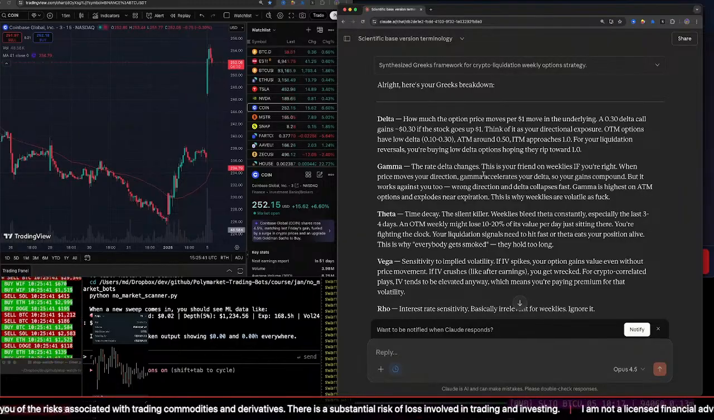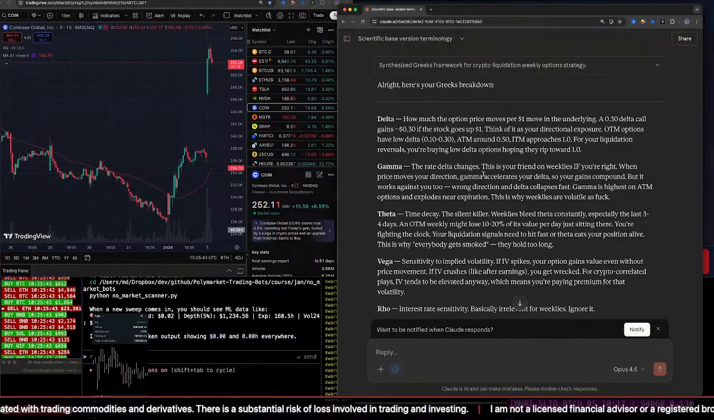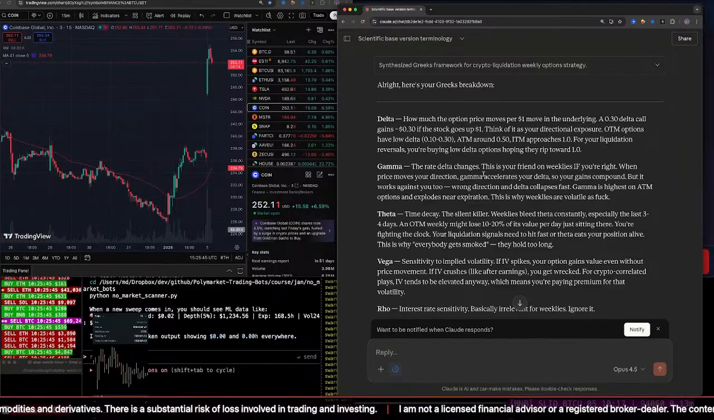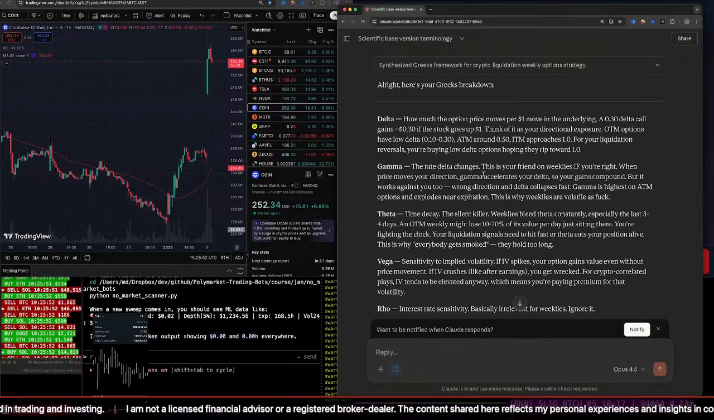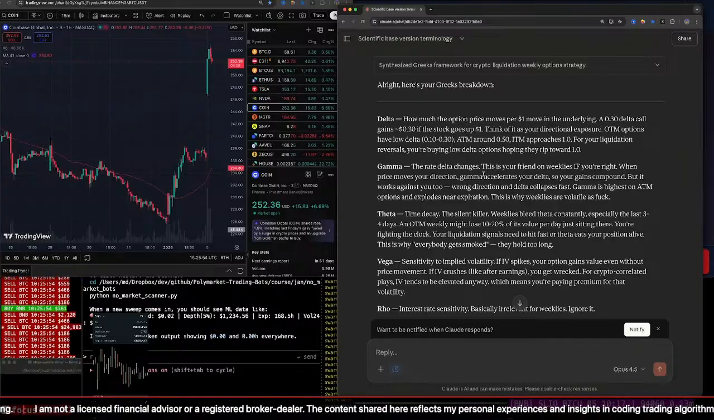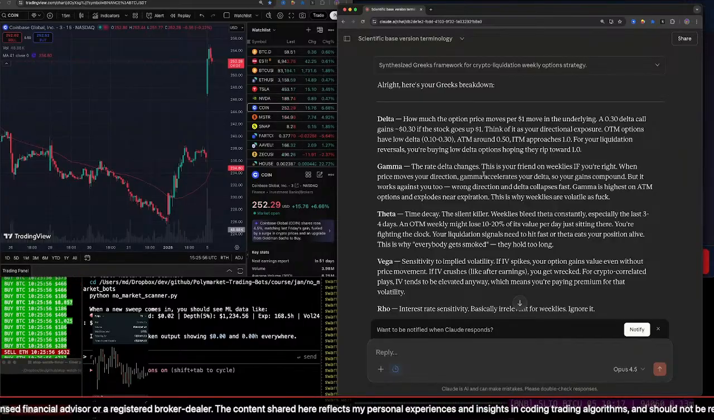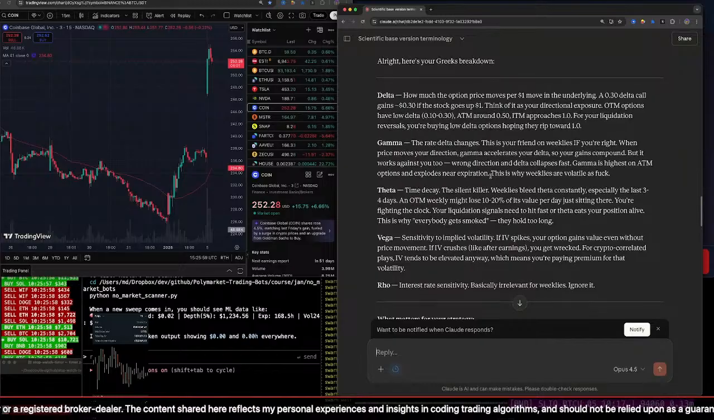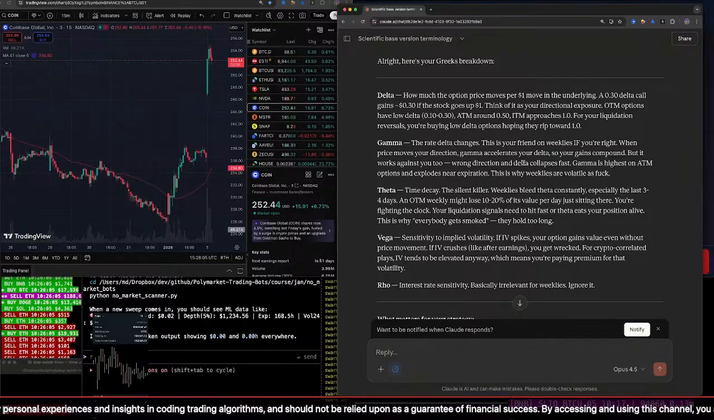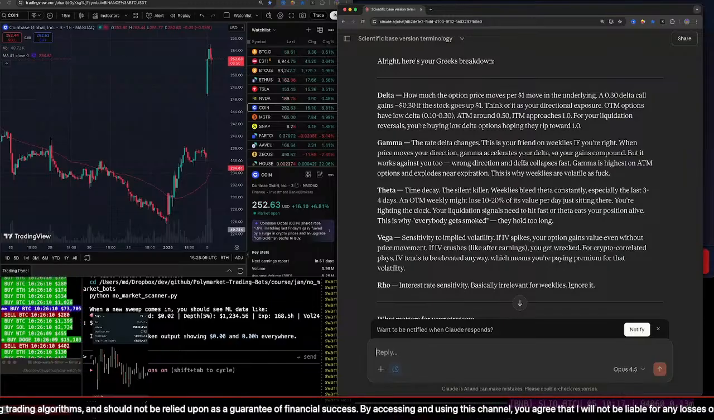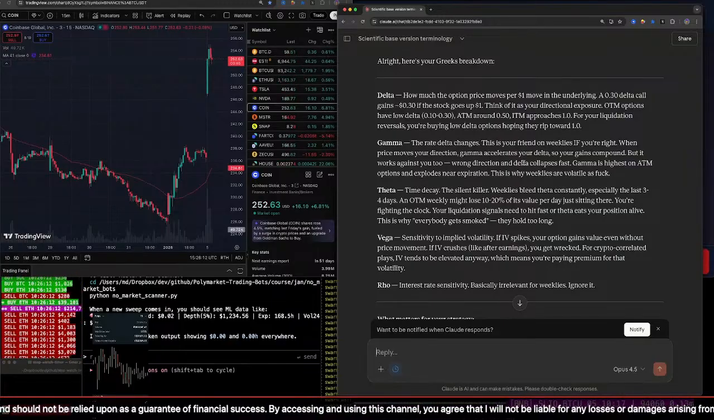Okay, gamma accelerates delta, or collapses it fast.